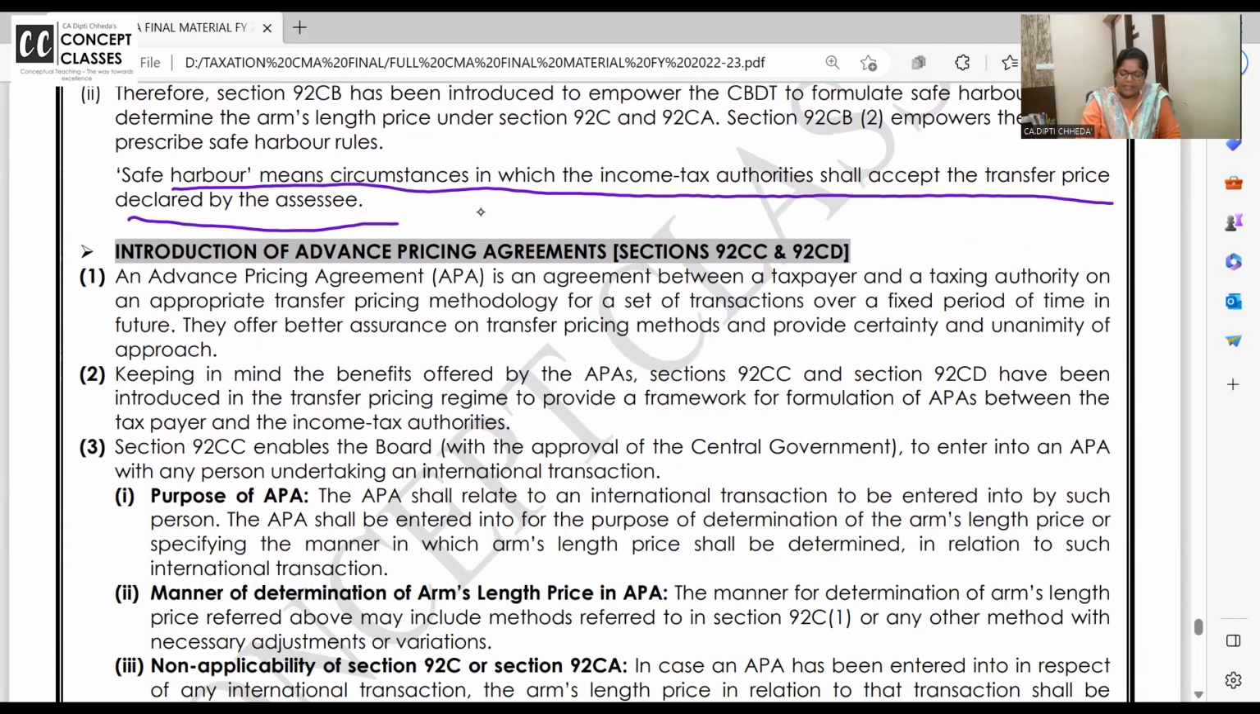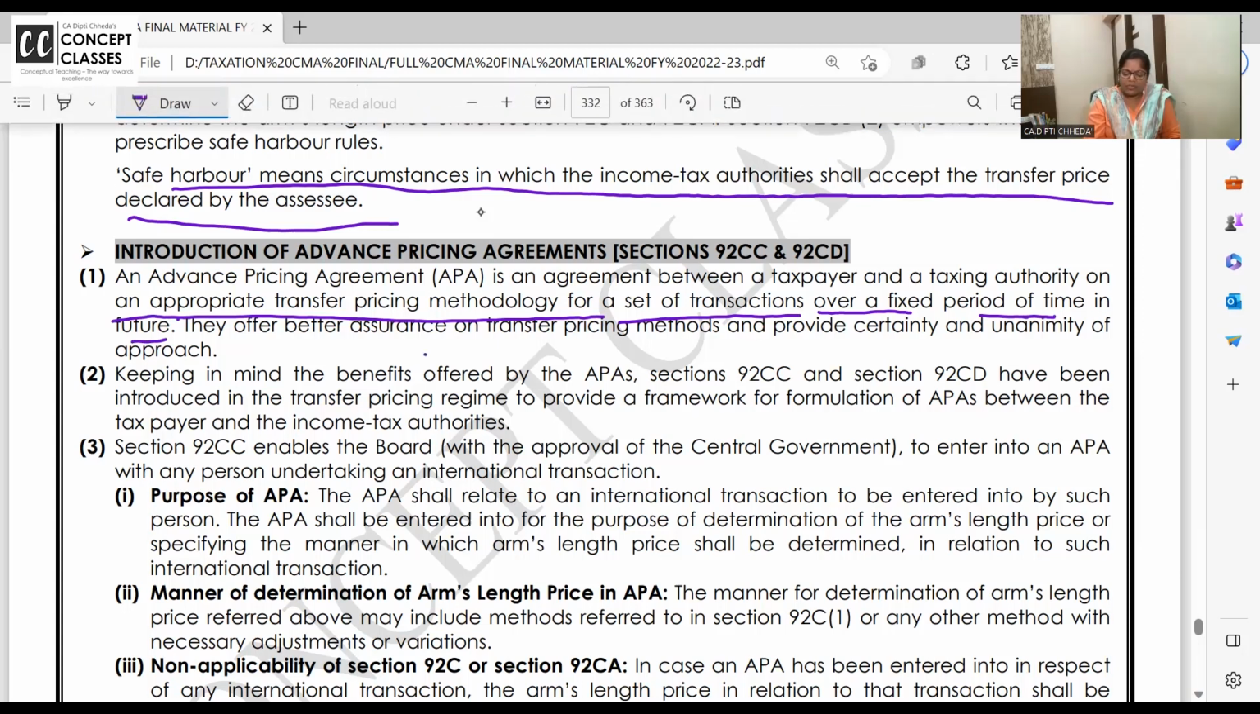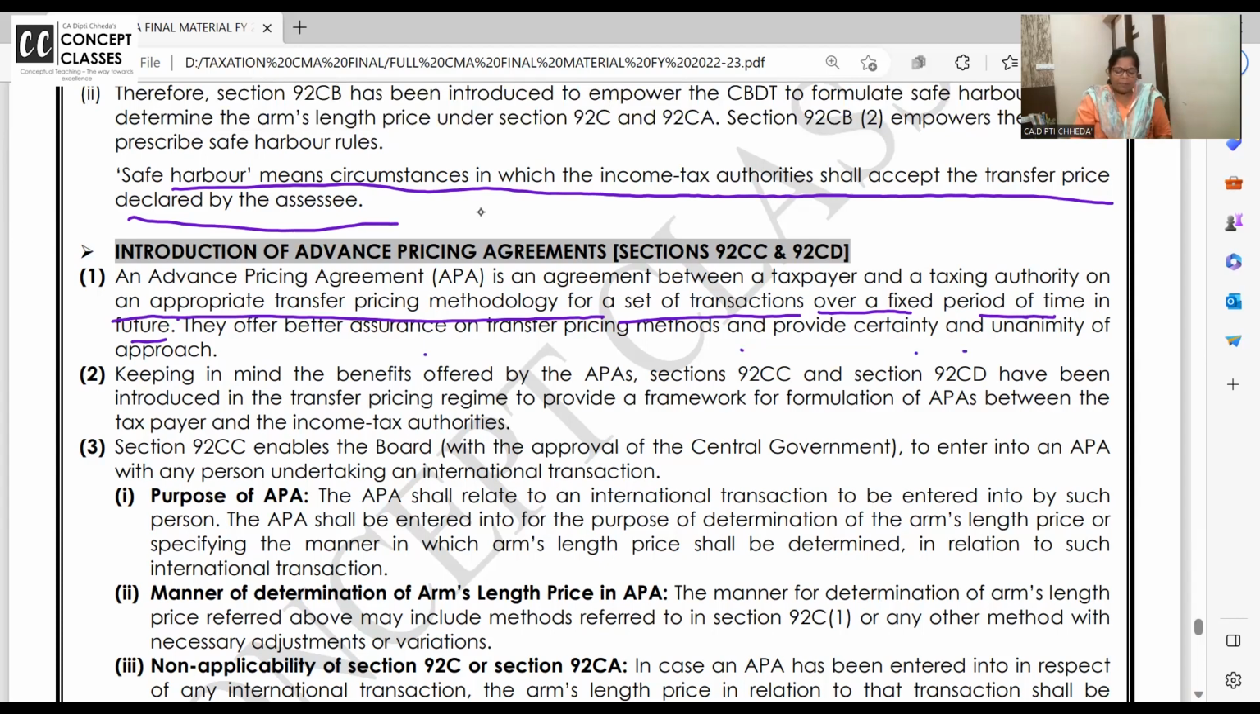Introduction of advance pricing agreement under sections 92CC and 92CD. In advance, you only tell us what is good for us. Until now we have not entered the transaction, but in advance you tell us what is good for us. An advance pricing agreement is an agreement between the taxpayer and the taxing authority, like a bond, on an appropriate transfer pricing methodology for a set of transactions over a period of time in the future. They offer better assurance on transfer pricing methods and provide certainty and a unanimous approach. Do you understand what we are doing? We are asking in advance which method is good, which we should follow.